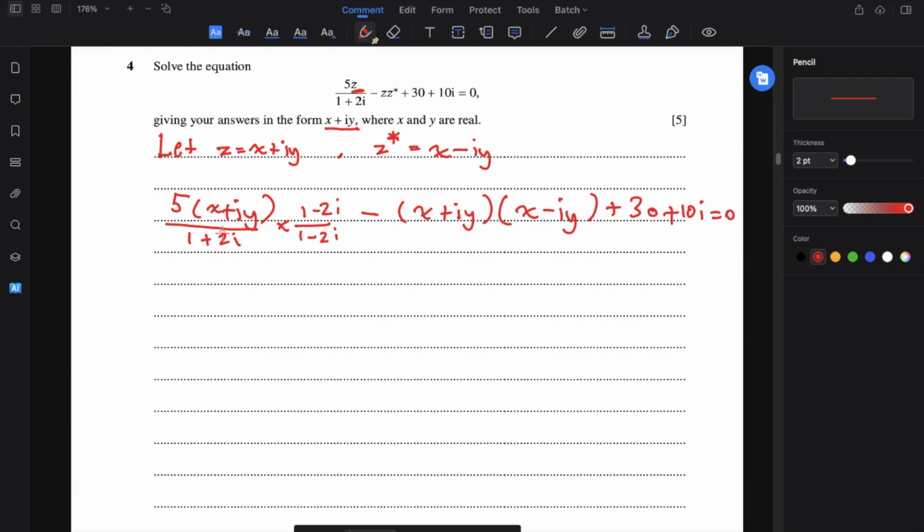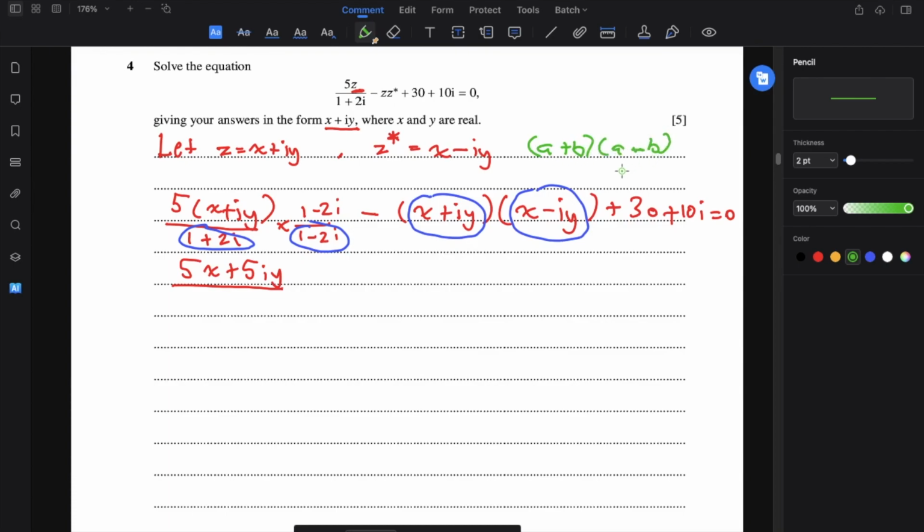So let's get this out of the way. We have 5x plus 5iy upon, and this is in the form a plus b into a minus b: this 1 plus 2i right here and this 1 minus 2i right here. Also this x plus iy and this x minus iy. Both of these pairs are in the form a plus b into a minus b. And we already know that a plus b into a minus b is equal to a square minus b square. This is a very basic identity, so this makes things simple for us. We don't have to calculate.